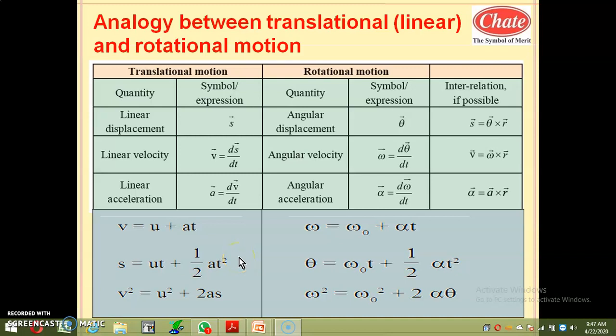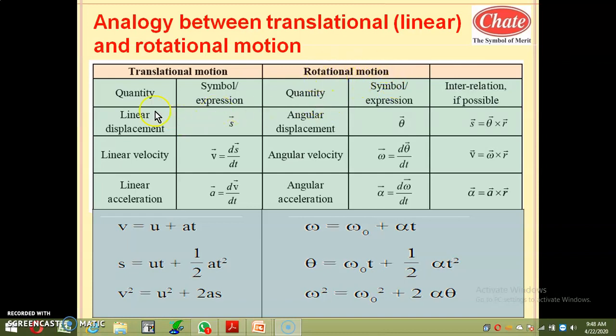Let us study the analogy between translational, that is also called linear, and rotational motion. So this is the analogy between translational and rotational as well as circular motion. Students, you have studied translational motion and the various chapters and problems in the earlier class. Now here we are going to study rotational motion. Actually, the application of translational motion equations is similar to rotational motion equations. The only difference is that the motion is rotating or circular.